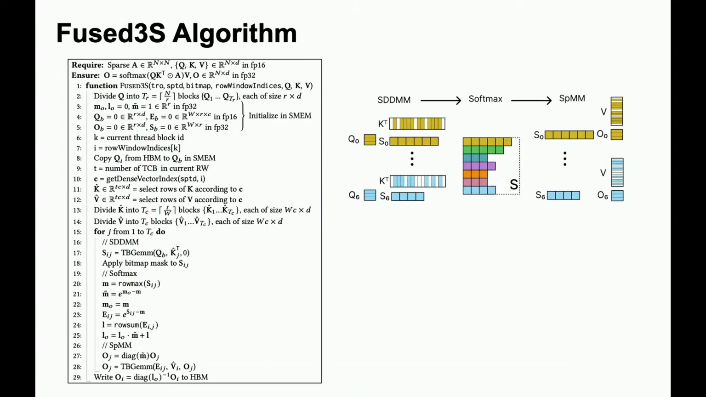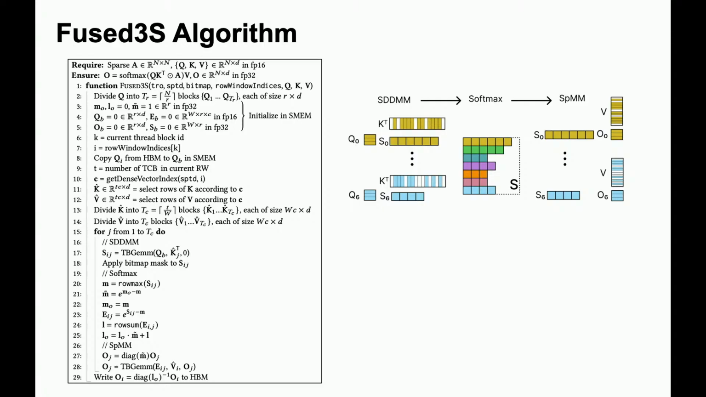Okay. So I won't go into the full algorithm, but this is the fused algorithm. As you can see, the entire kernel just fits in one slide. All three operations, SDDMM, softmax, and SpMM, are fused into a single kernel.